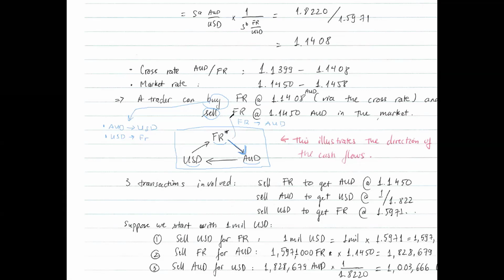So I'm referring to this step over here. From the Australian dollars to the USD, I'll be selling the Australian dollars to get the USD. From the USD to the franc, I'll be selling the USD to acquire the franc. So you can see that the arrows form a circle like this. Why is that the case? That's because we want to start with the franc and then we want to end up with the franc.